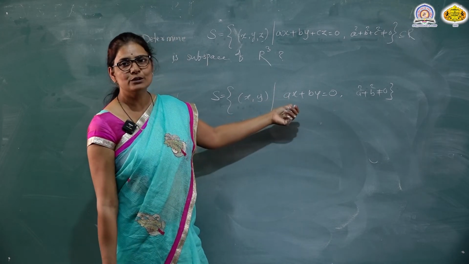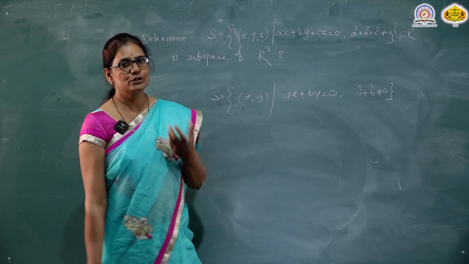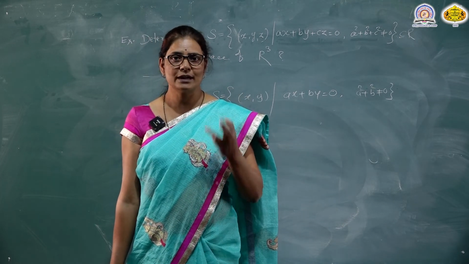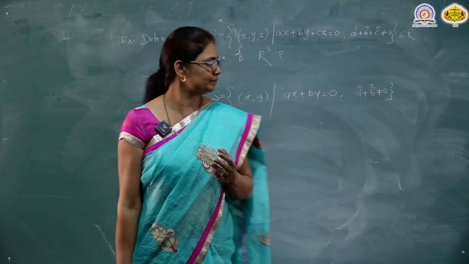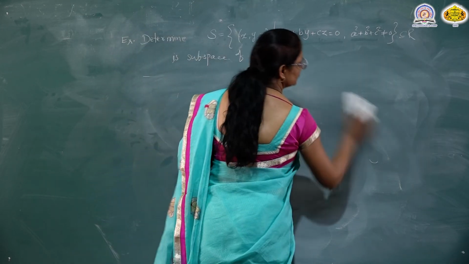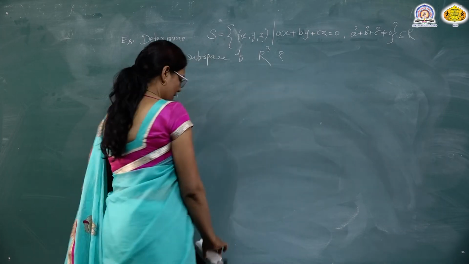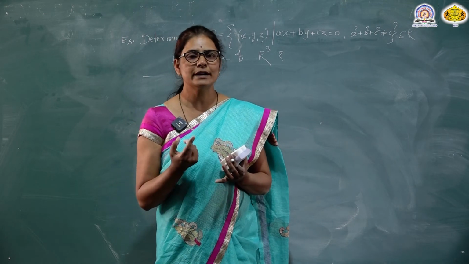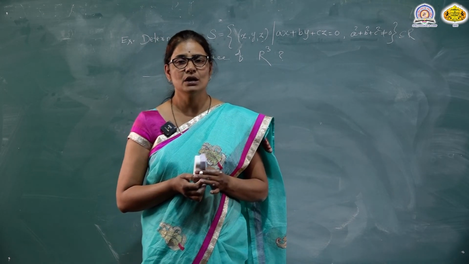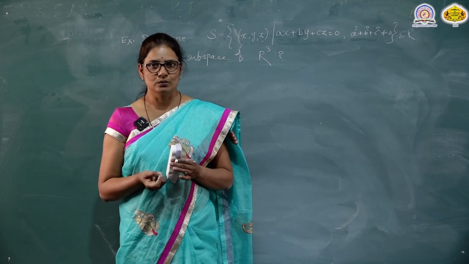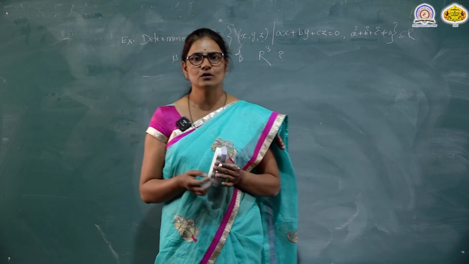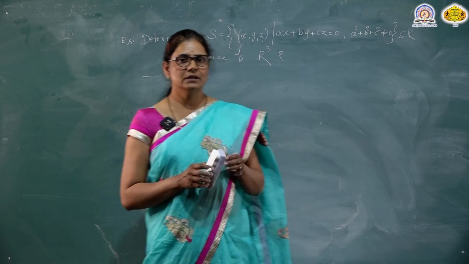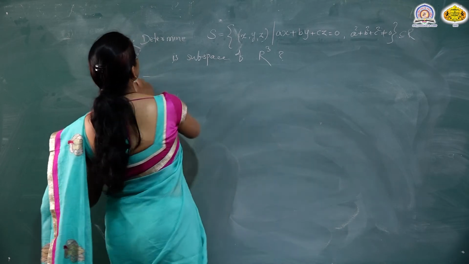So use another method to show that it is a subspace. That is, use the theorem. Take two elements from S and show that they are closed for addition and closed for scalar multiplication. And remember one more thing: if S is a subspace, then it is closed for addition and closed for scalar multiplication. Suppose one of the conditions is not true, either it is not closed for addition or not closed for scalar multiplication, then it is not a subspace. So for that we will see one example here.